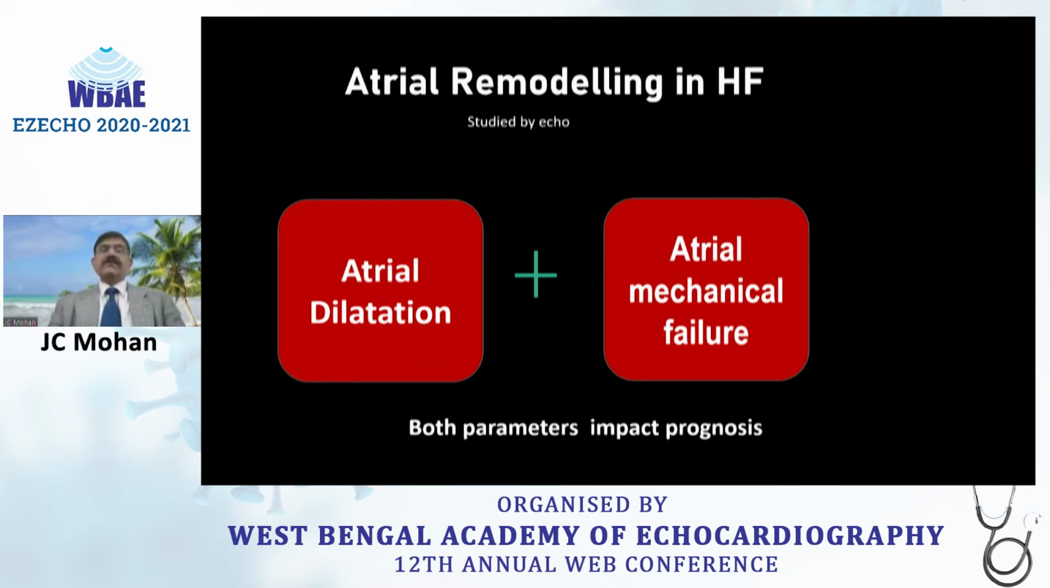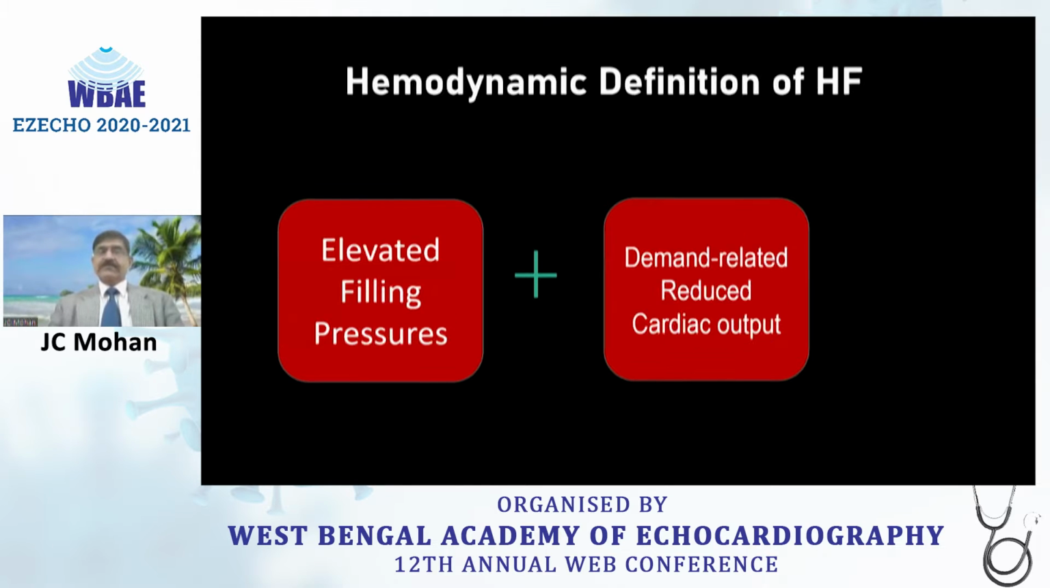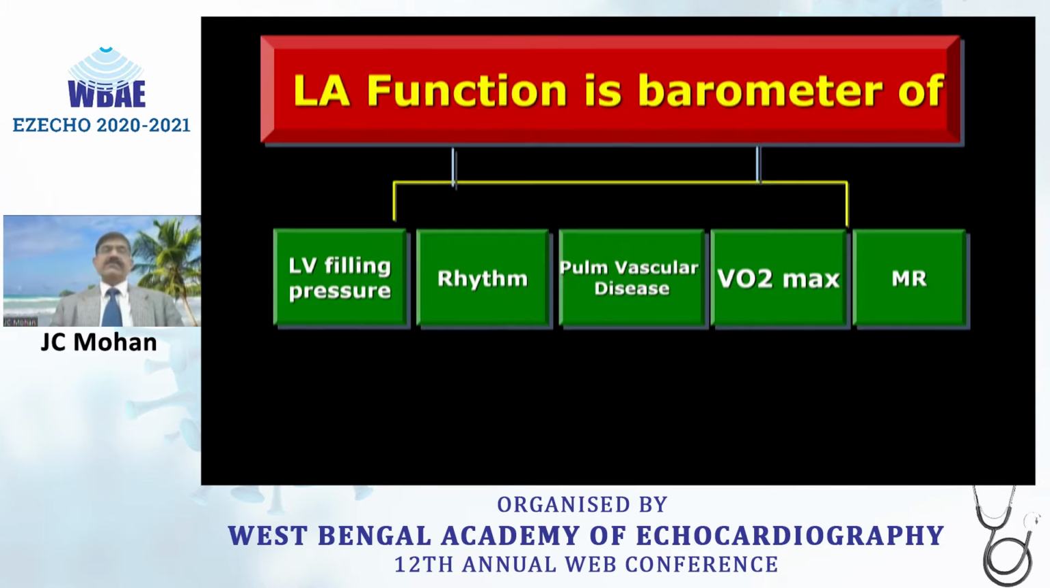So how does atrial remodeling take place in heart failure? There is atrial dilatation and atrial mechanical failure. Both parameters impact prognosis. The hemodynamic definition of heart failure is elevated filling pressures and demand-related reduced cardiac output. In both situations, the left atrium plays a big role.